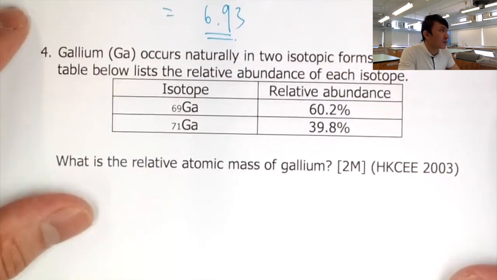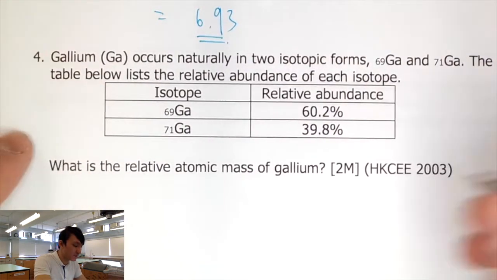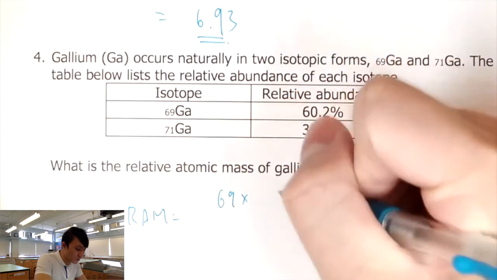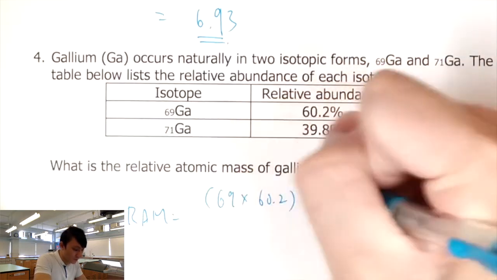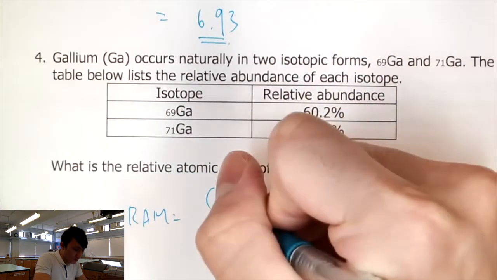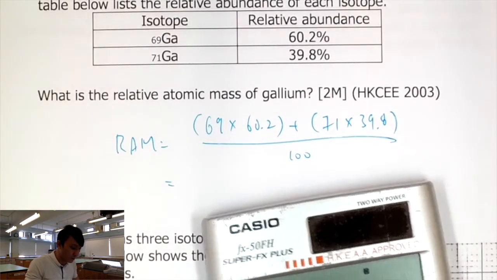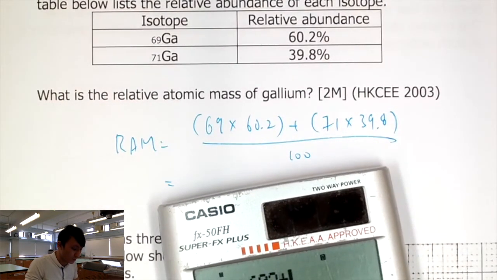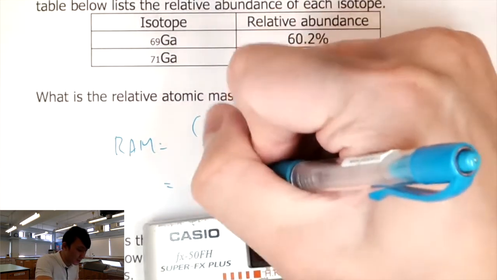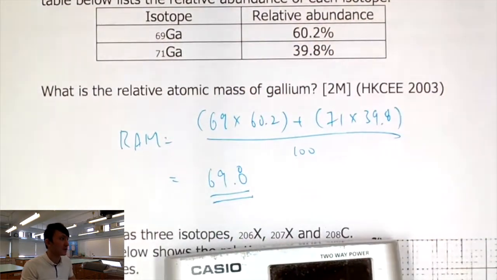All right, so the fourth one here. Again, a very similar question. So you got 69.8. Okay?